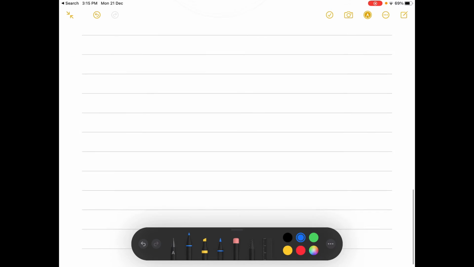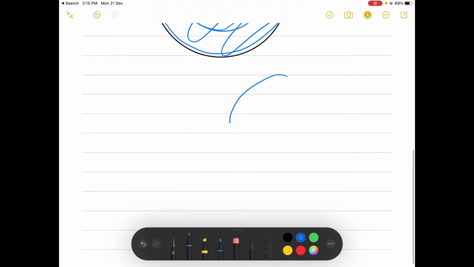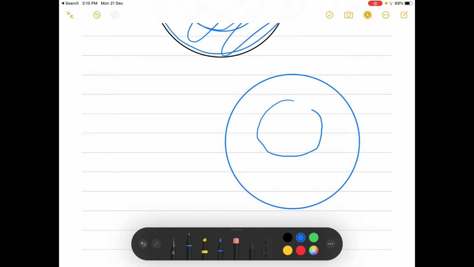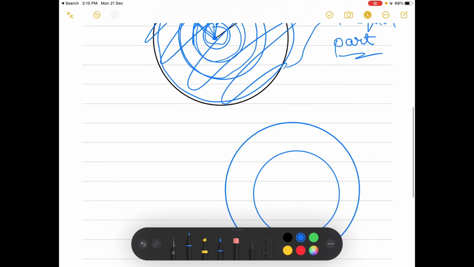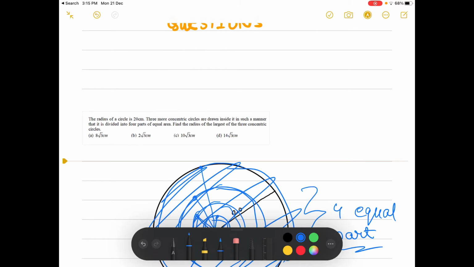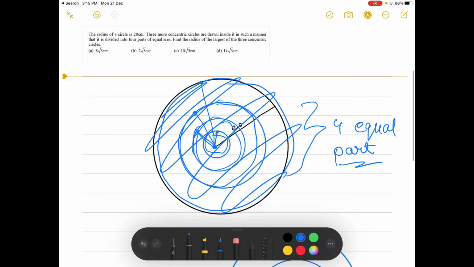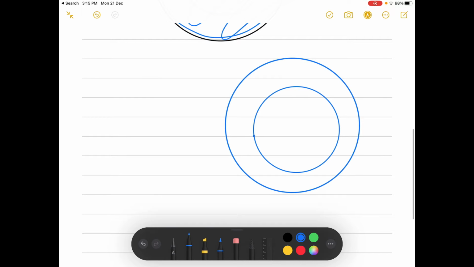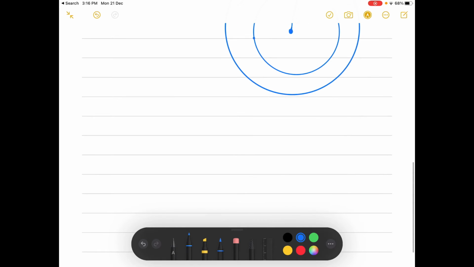Okay, so now let's draw it fresh. So this is the largest circle, and this is the first concentric circle. Now they are asking to find the radius of the largest of the three concentric circles. So let this one be the largest one. This is the center point of both the circles. Now we know that the radius of the larger one is 20. So let's find out the area of the larger one.